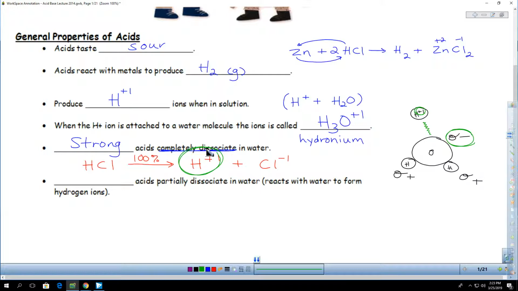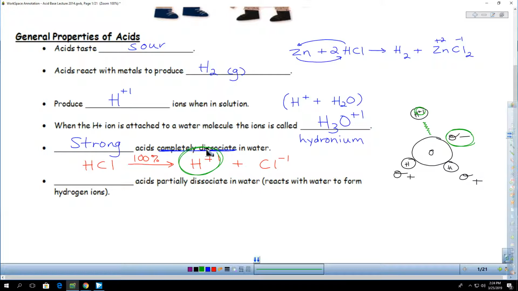So like in the last unit, we would have said something like sodium chloride is a strong electrolyte. Sodium chloride dissociates 100% to form sodium and chlorine ions. Well, now we could say that this is a strong electrolyte because it dissociates completely, but we could just be a little bit more specific by saying strong acid. One of the ions is hydrogen.